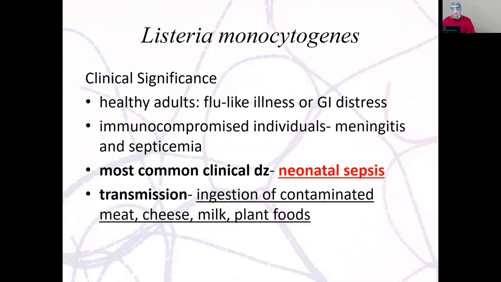The clinical significance of Listeria monocytogenes: it's a flu-like illness with GI distress. That's in healthy adults. If you're immunocompromised, it quickly goes to meningitis and septicemia. The most common clinical disease is neonatal sepsis. Not good for young kids if they're ingesting what? Cheese, milk, plant foods, and meat contaminated with this organism. And it's always a surprise because you don't think, hey, I kept it in the fridge. I wasn't expecting that to be contaminated.